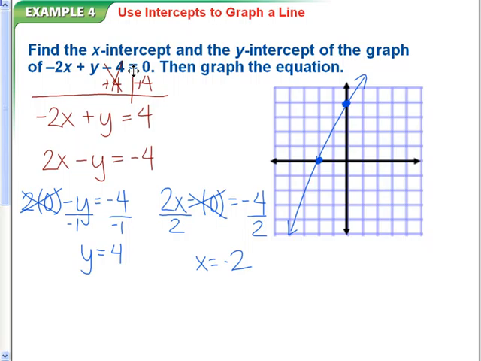Another way you could have solved this problem, if it didn't say you had to use the intercepts, is you could have written it in y equals mx plus b form, started by graphing the y-intercept, and then used the slope. Okay, make sure that you remember to do your summary and your questions down the left column of your page. And make sure if you have any questions to bring them to me in the next class period.